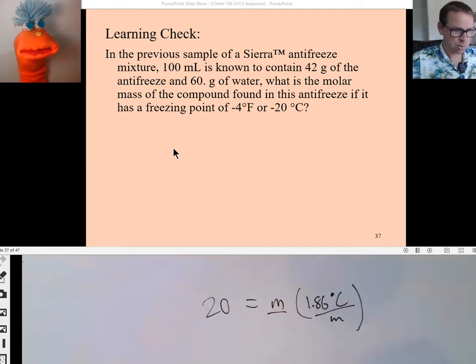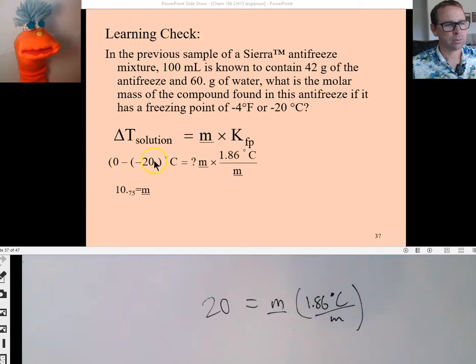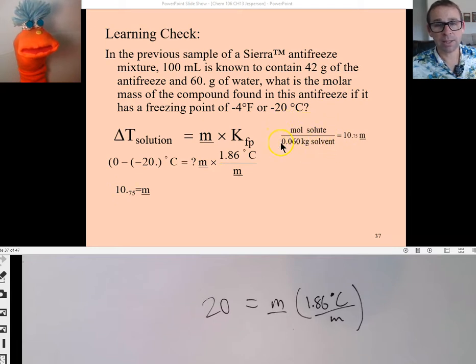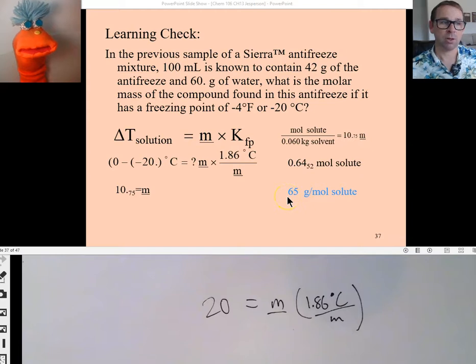We know that, again, 20 here, 1.86 here, all right? And our molality is 10.75. And with that molality, we know that that means moles of solute for every kilogram of solvent. And if we know we have 60 grams of solvent, then we can identify how many moles of solute there are. And from that moles of solute, we can use the 42 grams of solute and identify the grams per mole. So 42 grams for every 0.6452 moles gives us our 65 grams per mole, and that's the molar mass of the solute.